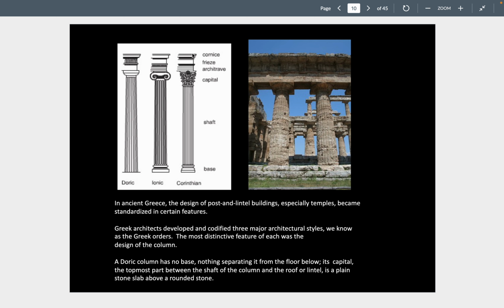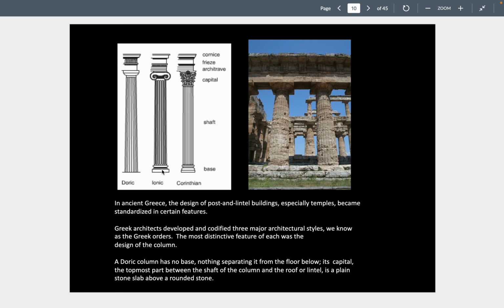And the cornice always has this protruding area that will then help to push rainwater away from the inside of the building. And you have cornices on your houses and your apartments that you live in. The second form of the ancient Greek, the classical form, is the Ionic.